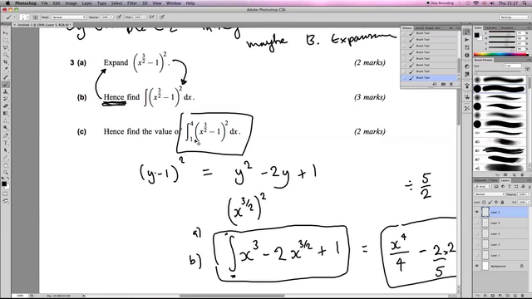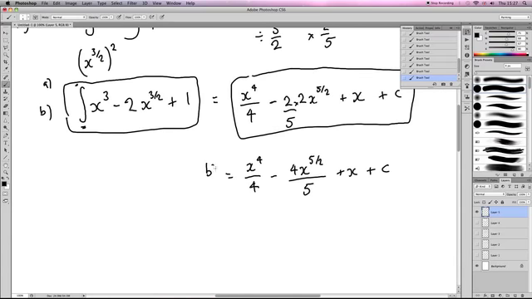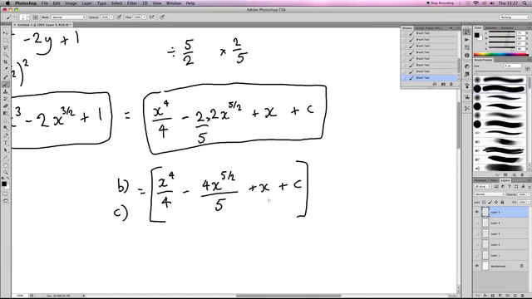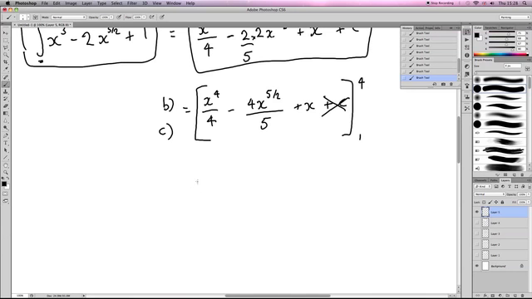Very last question is actually definite integration now. So again, this is my answer for B, but it's also the start of my question for C, because I've already integrated it. I don't need the plus C now, so I'll ignore that. And my limits, I'm going to substitute into it as 1 and 4. So you want to substitute your upper limit in first.